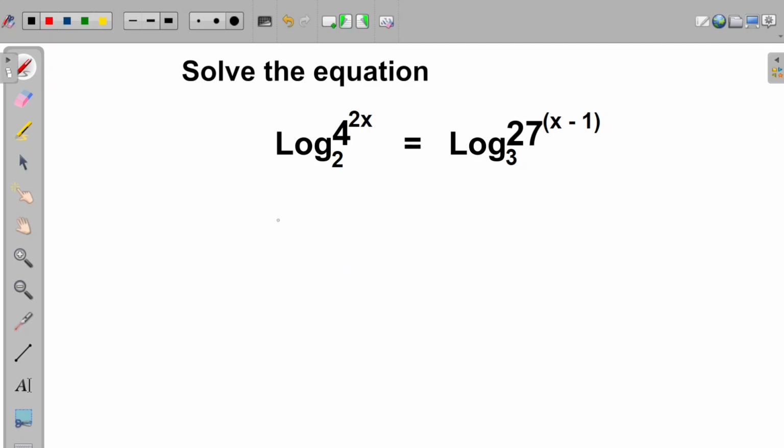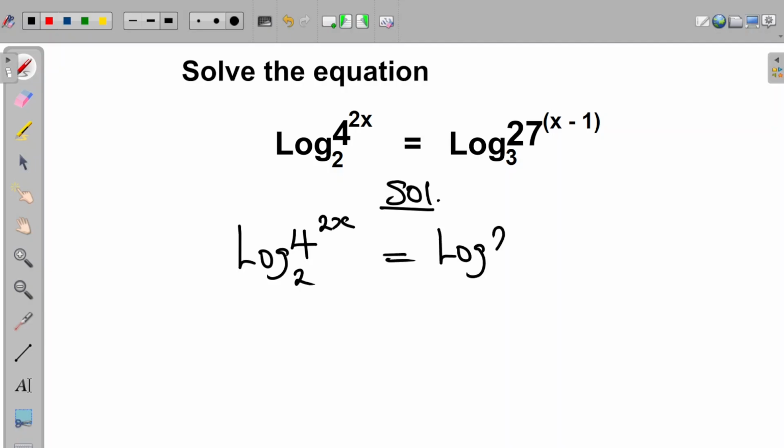So we are asked to solve the equation log 4 to the power of 2x in base 2 is equal to log 27 to the power of x minus 1 in base 3. So we have it that log 4 to the power of 2x in base 2 is equal to log 27 to the power of x minus 1 in base 3.